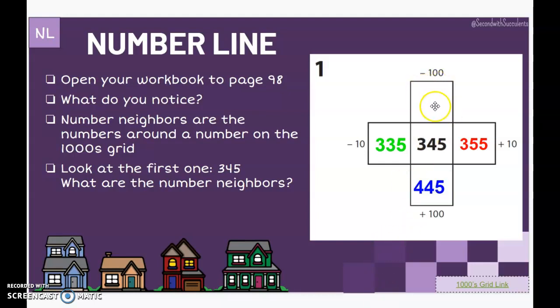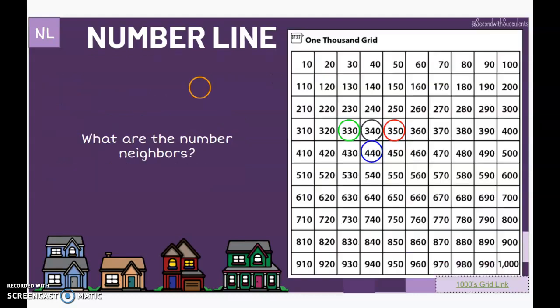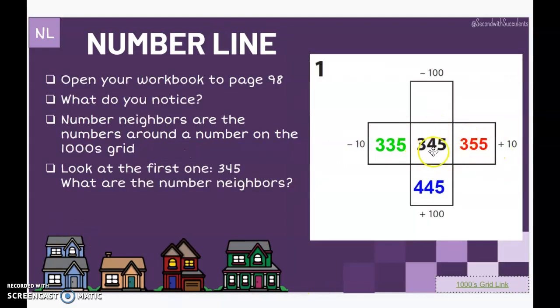What is our number neighbor that is minus 100? Put an idea in your head and let's check. If we're on 340 and we subtract 100 on our thousands grid, we go to 240. On this page, our number neighbor for 345 then must be what number? Show a connection if you're thinking 245.